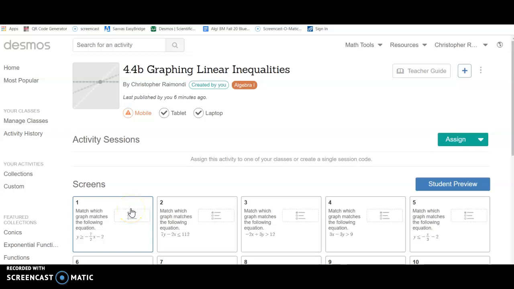Okay, today's lesson is going to be 4.4b, graphing linear inequalities. I'm going to go ahead and go through the Desmos. The link should be in your Google Classroom. And I'm going to do an example for 1 through 5.